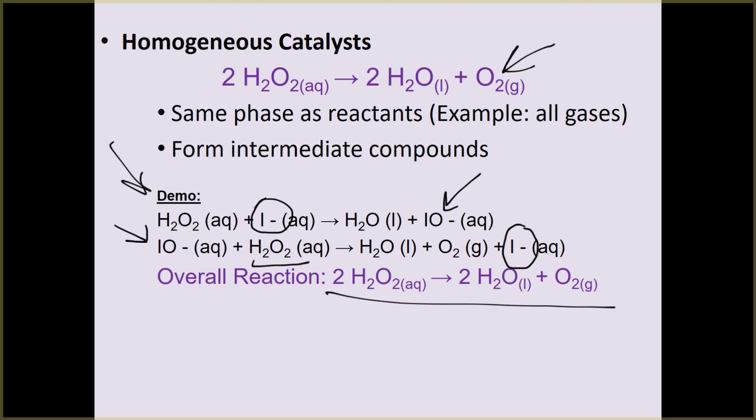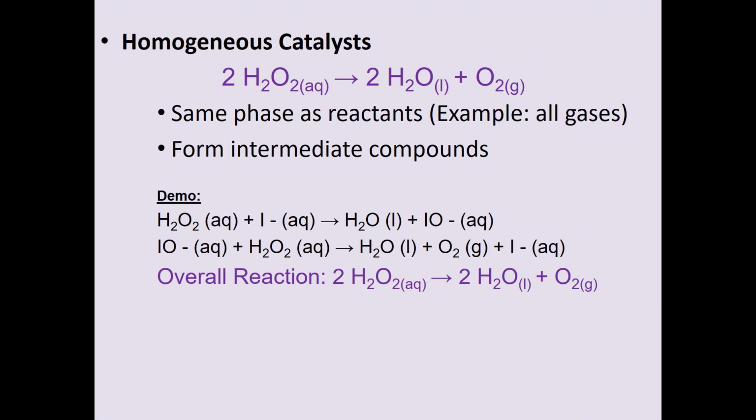If I were to add these two equations up, I would get this total reaction, by canceling out any intermediates and the catalyst that's at the end and at the beginning. So I get the same overall reaction, but it just happens faster because the catalyst will lower that activation energy by taking it through a different pathway of reactions.